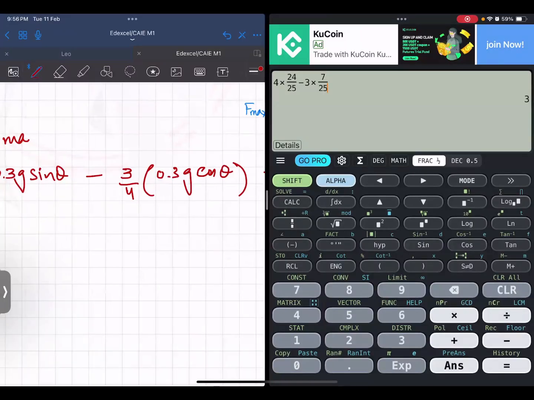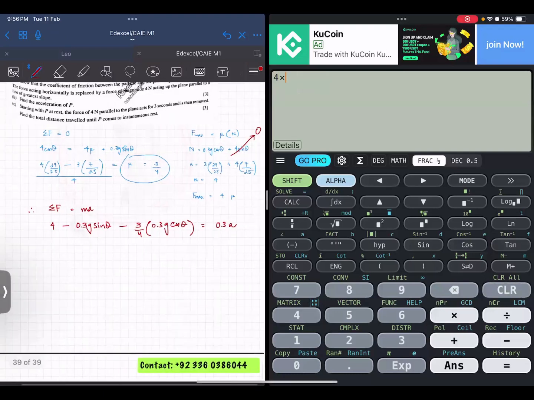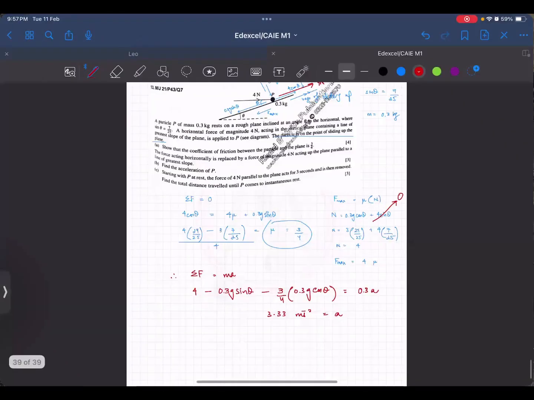Use the calculator. 4 times 4 minus 0.3 times 10 times sine theta. Sine theta we know is 7 over 25, minus 3 over 4 times 0.3 times 10 times cos theta, which is 24 over 25. This is the answer, divided by 0.3. So 3.333. This is the acceleration of the particle now.